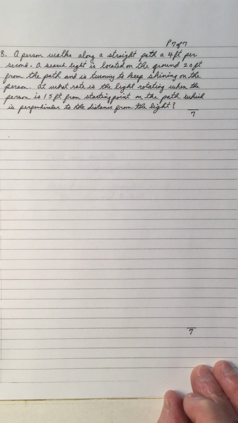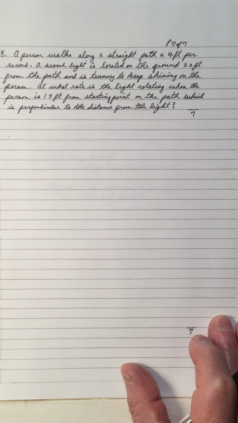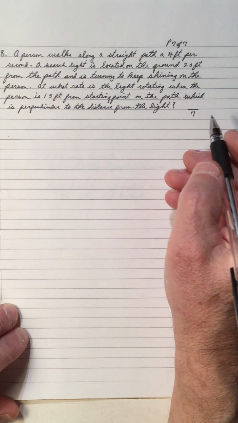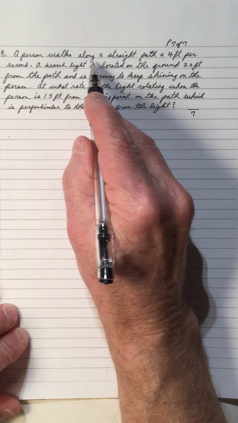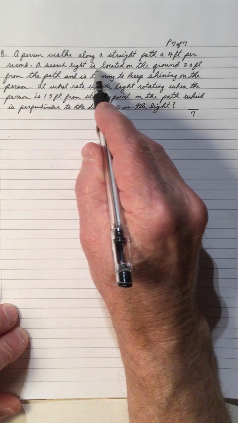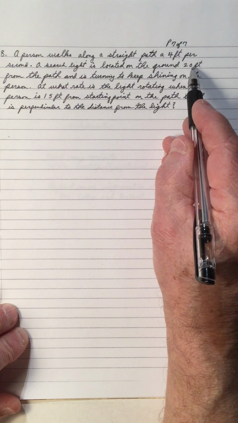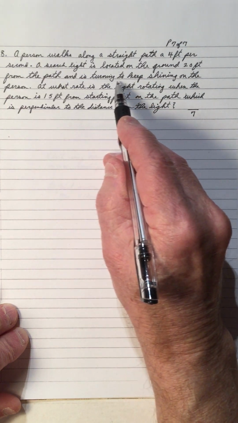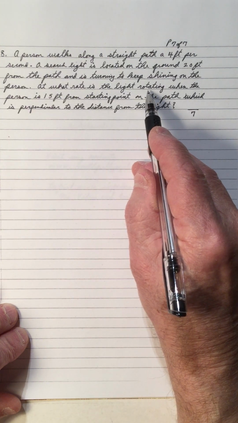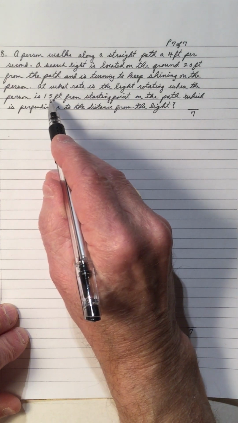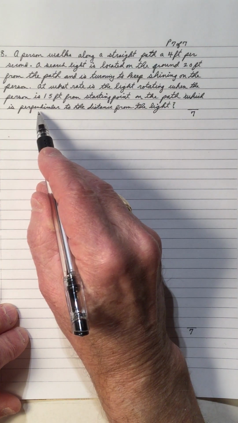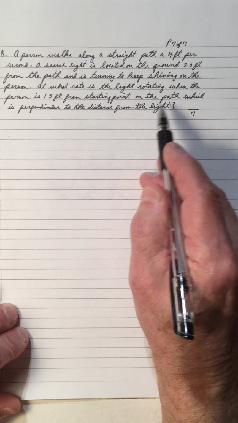So one more question and a review of related word problems will be done. And again, I wanted to make an example of each one. A person walks along a straight path at 4 feet per second. A searchlight is located on the ground 20 feet from the path and is turning to keep shining on the person. At what rate is the light rotating when the person is 15 feet from the starting point on the path, which is perpendicular to the distance from the light?